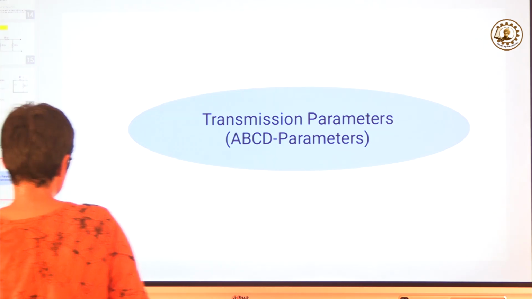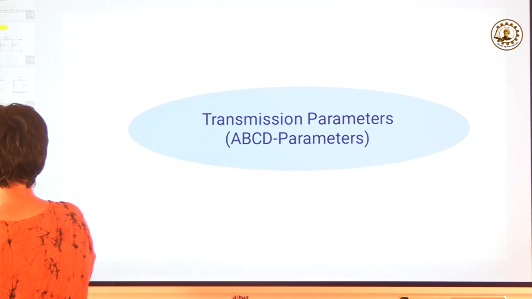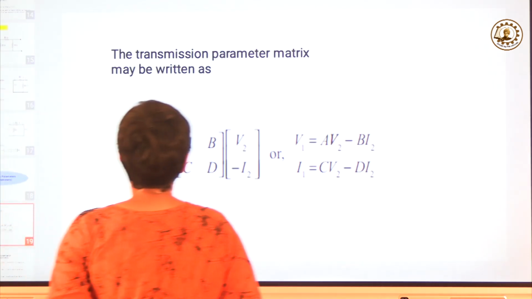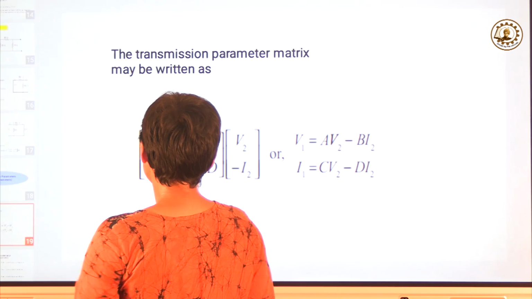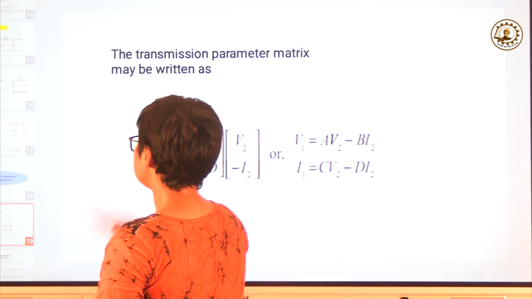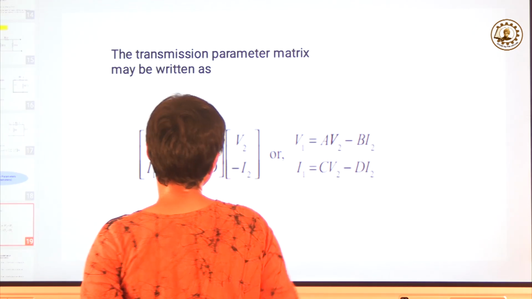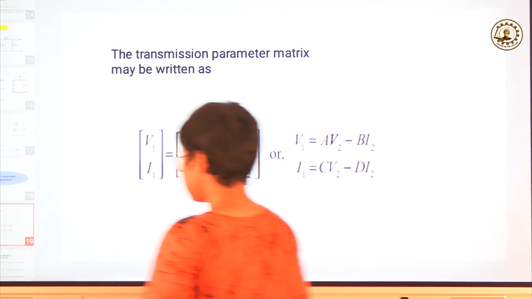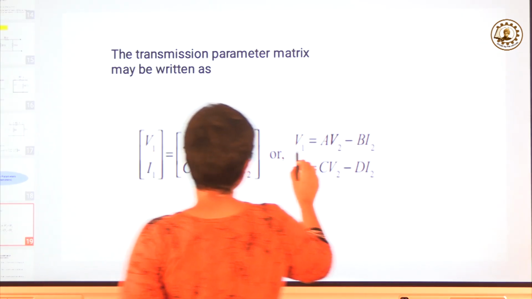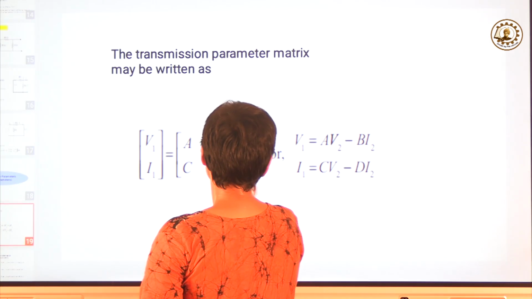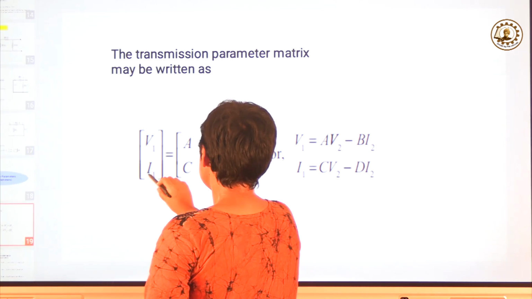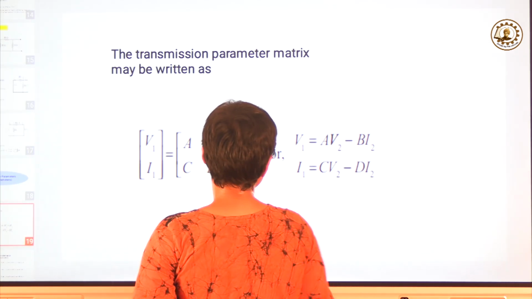Next are the transmission parameters, or ABCD parameters. The transmission parameter matrix can be written like this, just like our Z parameters and Y parameters. Here V1 equals to A V2 minus B I2 and I1 equals to C V2 minus D I2.